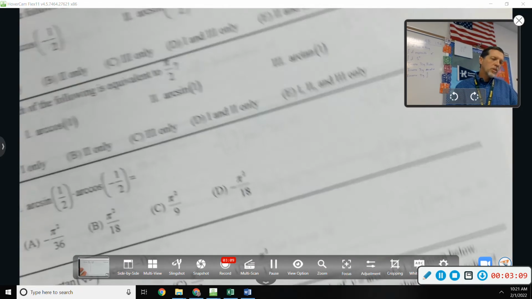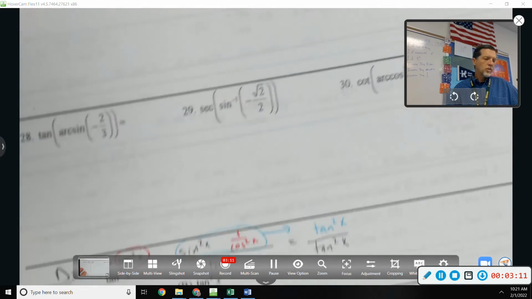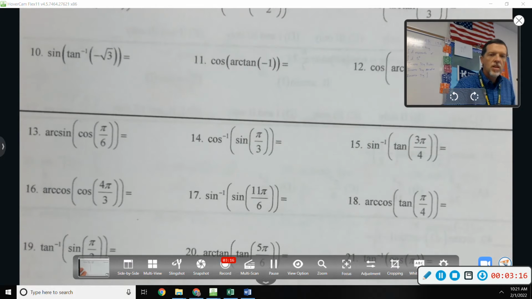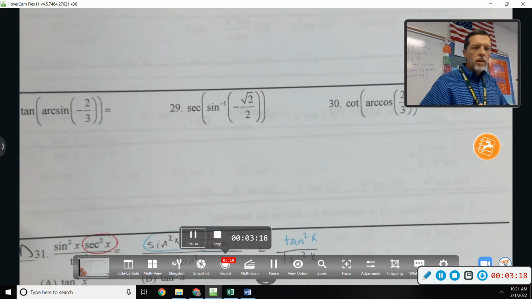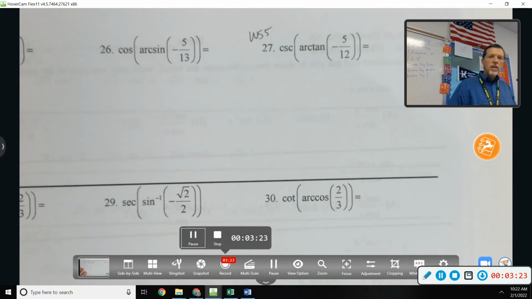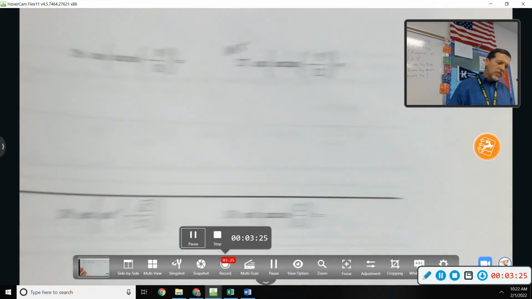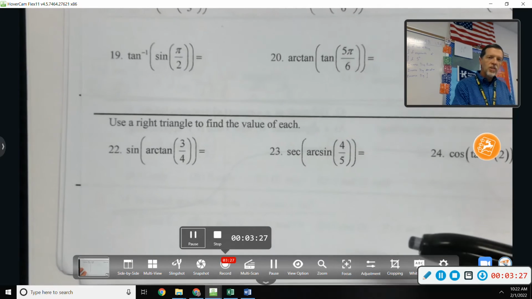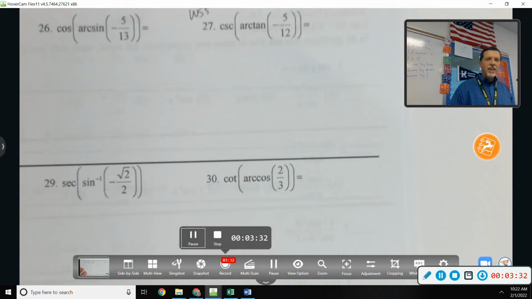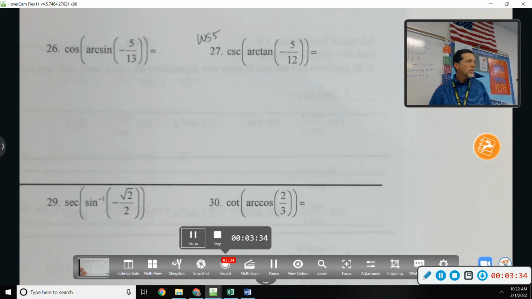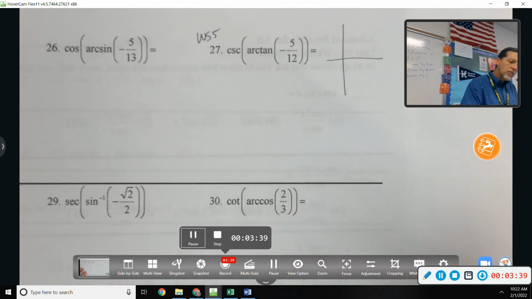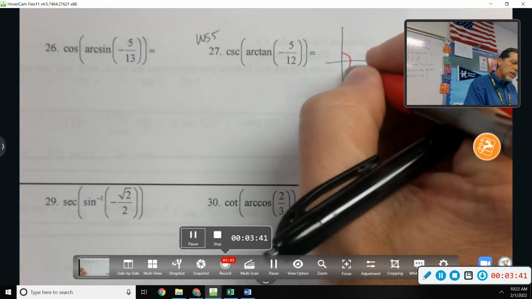Other questions from worksheet 5? Do some more of those. Back on worksheet 5, number 27. And the instructions to that one kind of start on the previous page. Use a right triangle to find the value of each. So that's a bit of a hint that this isn't really a unit circle problem. Let's see. Arc tangent has to come from 1 or 4.